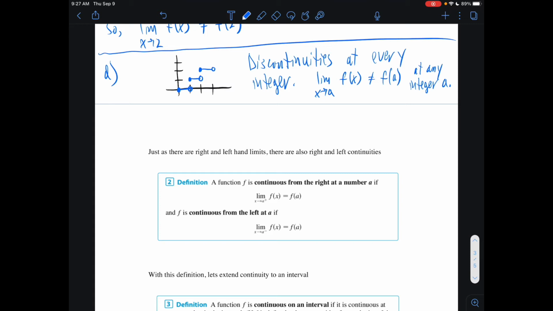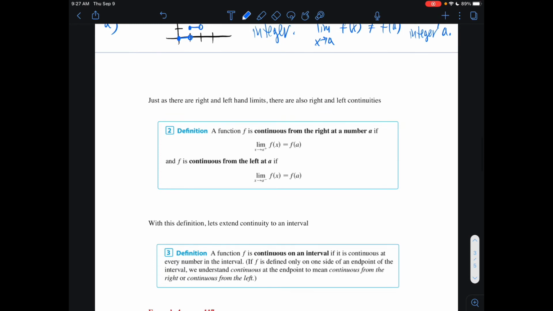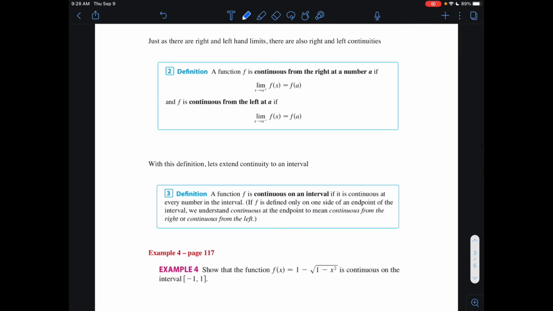Just as there are right and left-hand limits, there is also the idea of right and left continuity. So as a definition, a function f is continuous from the right at a number a if the limit as x approaches a from the right of f of x is equal to f of a, and in a similar fashion, f is continuous from the left at a if the limit as x approaches a from the left of f of x is equal to f of a. This is just giving us a little bit more detail into really what becomes the main definition that we already saw so far.